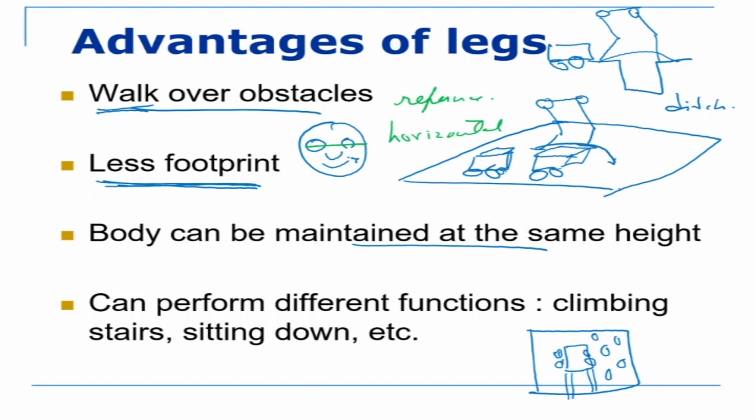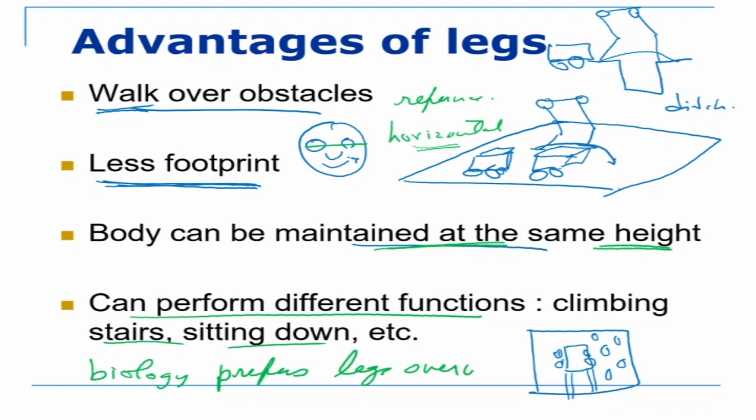Now suppose you find that your reference is bent or crooked, then it's a question whether the reference was crooked or you were crooked. I hope you understand what I'm saying. So the requirement is that the body can be maintained at the same height, basically for vision, having the vision field as horizontal. This is useful. Legs can also perform different functions like climbing stairs, sitting down, etc., which wheels cannot do. That is the reason why biology prefers legs over wheels, because of all these advantages.